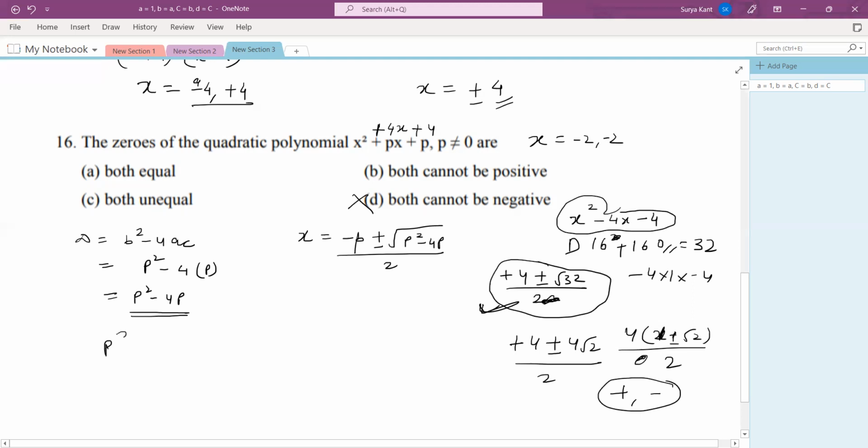If the discriminant, b square minus 4p, is greater than 0, so p square is greater than 4p. So p gets cancelled, p is greater than 4.